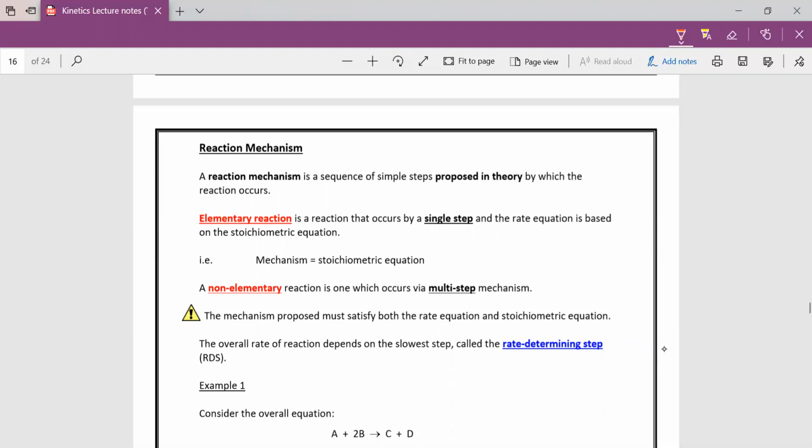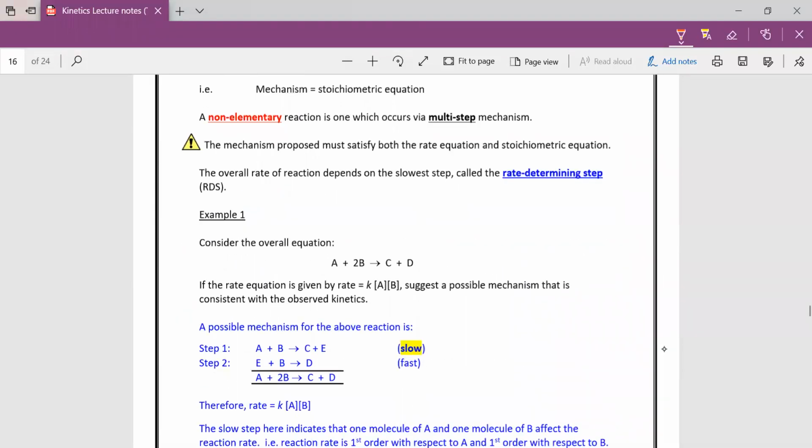An elementary reaction is a single step reaction, so the rate equation is basically the same as your stoichiometric equation. A non-elementary one, which is the more problematic one, occurs by a multiple step mechanism. So the mechanism that we propose must satisfy both the rate equation and the stoichiometric equation. The overall rate of reaction depends on the slower step, which we will call the rate determining step.